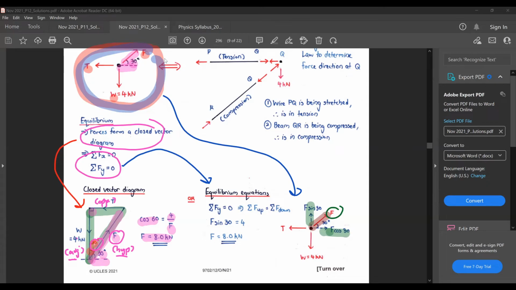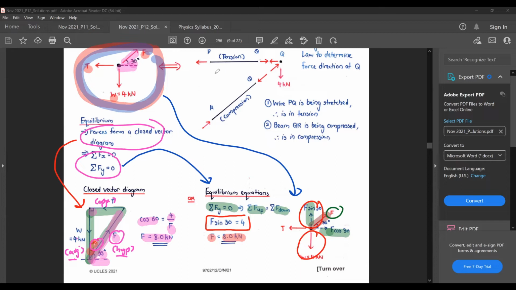So let's make use of the vertical equilibrium. Sum of vertical forces is 0. That means sum of upward force is the same as the sum of downward force. That would mean that F sin 30 is the same as W. So I can say F sin 30 is equal to 4. Therefore, F is 8 kilonewton.